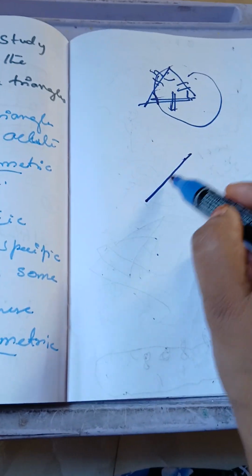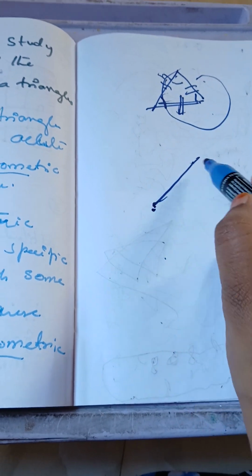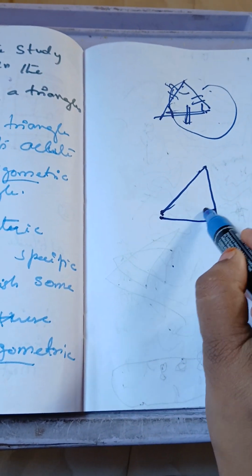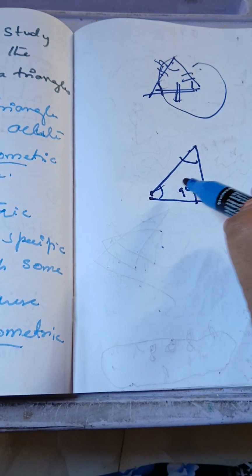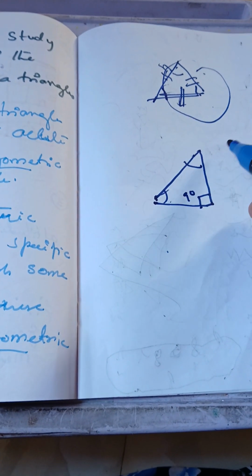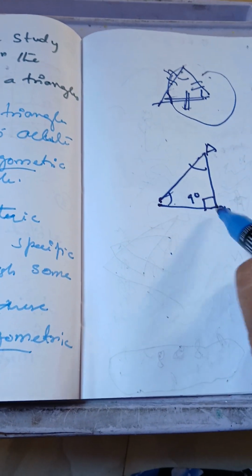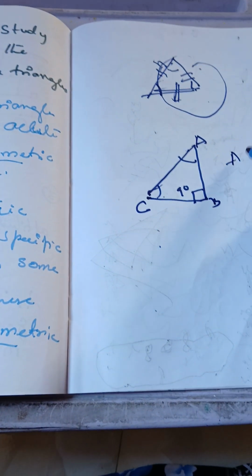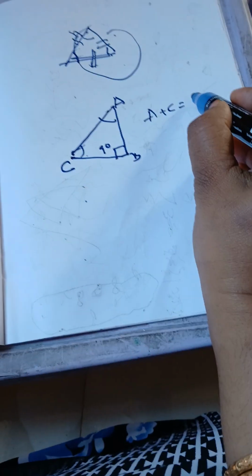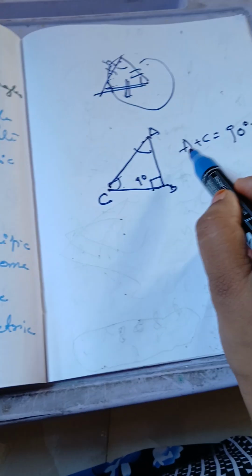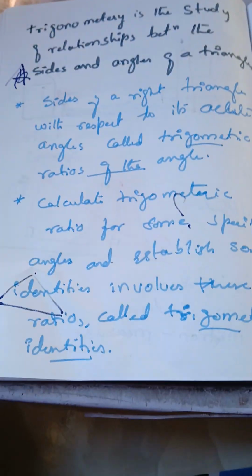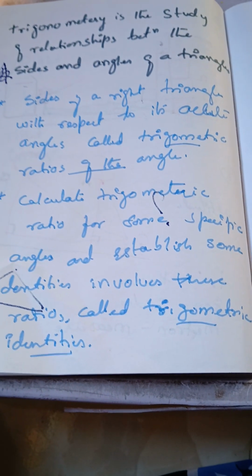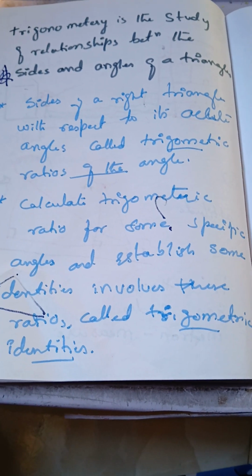A right triangle is nothing but a triangle in which one angle is 90 degrees, and the sum of the other two angles will be 90 degrees. Suppose this is A, B, C. So A plus C will be nothing but 90 degrees. So the sum of these two angles is 90 degrees, and these angles are known as acute angles. So the sides of a right triangle with respect to an acute angle is called the trigonometric ratio of an angle.